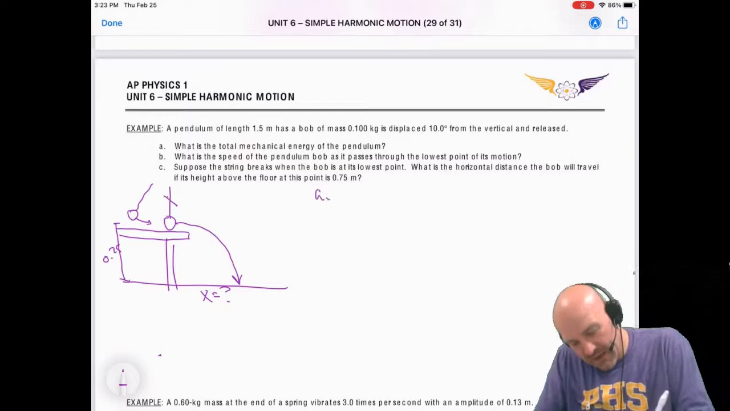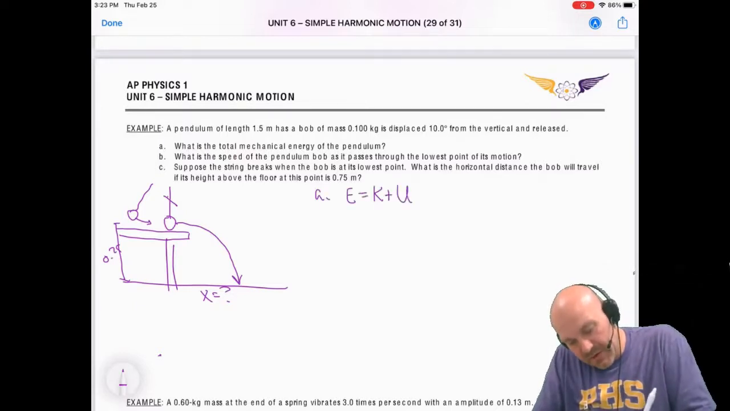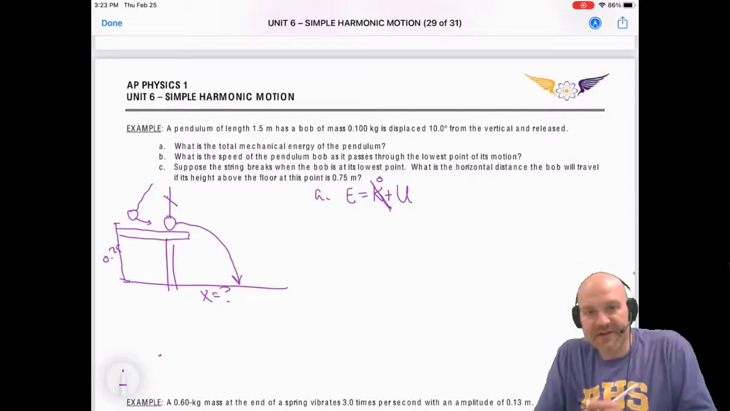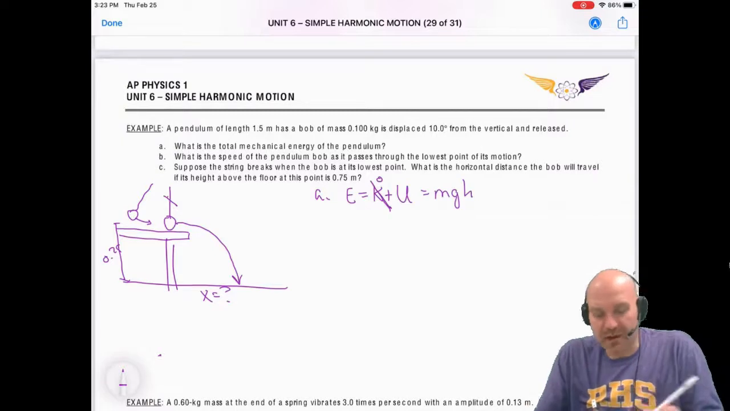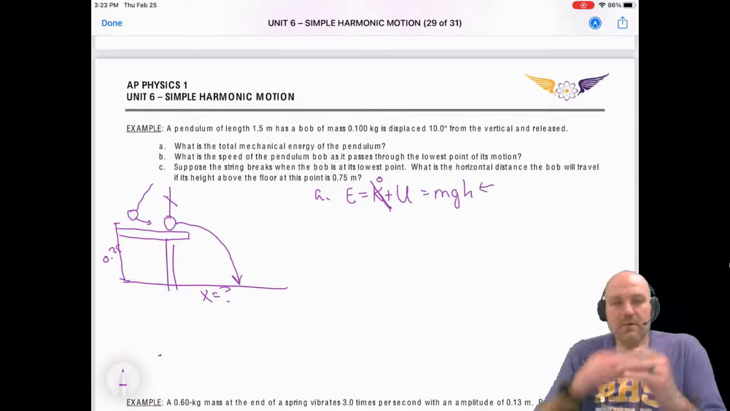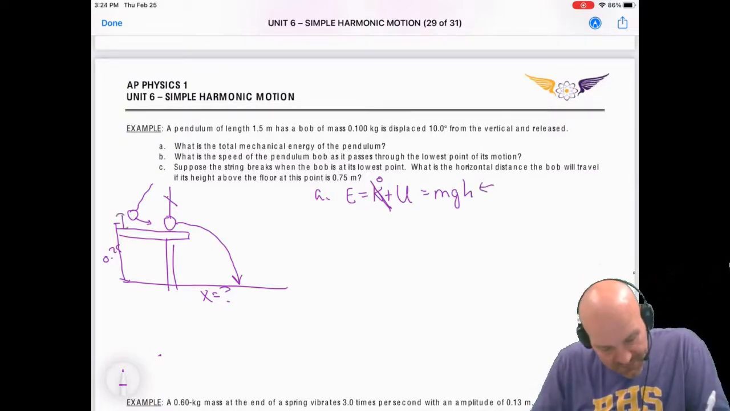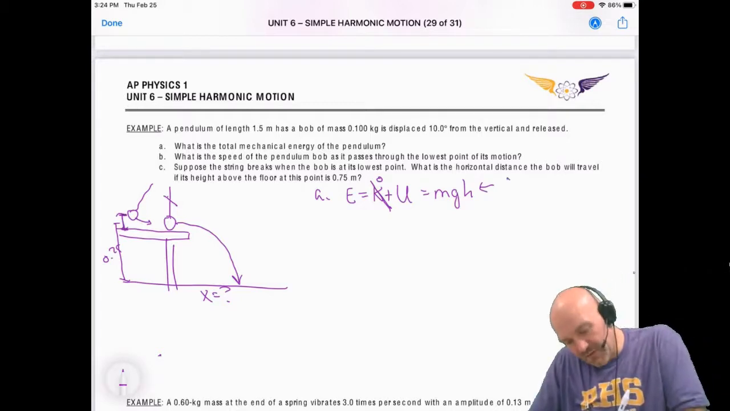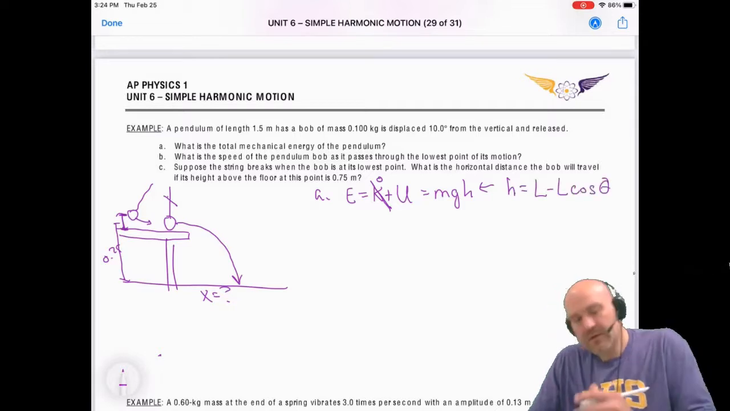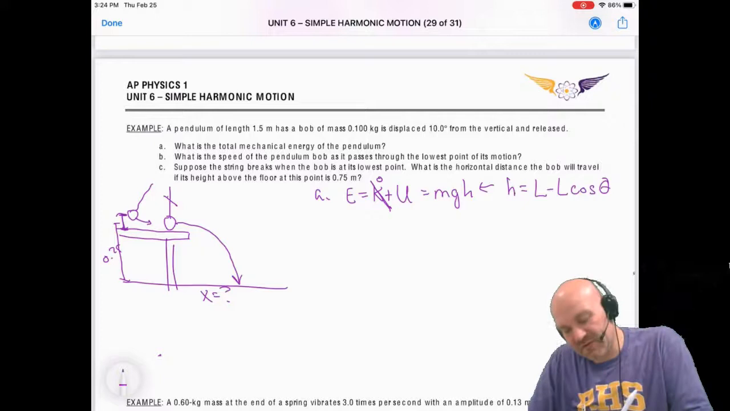So we know for part A, E is going to be K plus U. But we know we're at our extreme, so K is going to be 0, and it's going to be simply mgh. But what is this height, right, from here? Okay, and that's where we had that shortcut formula of h equals L minus L cosine theta, right? That's where this is going to be handy.